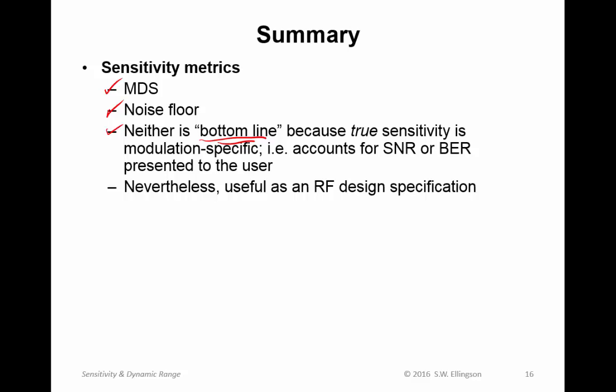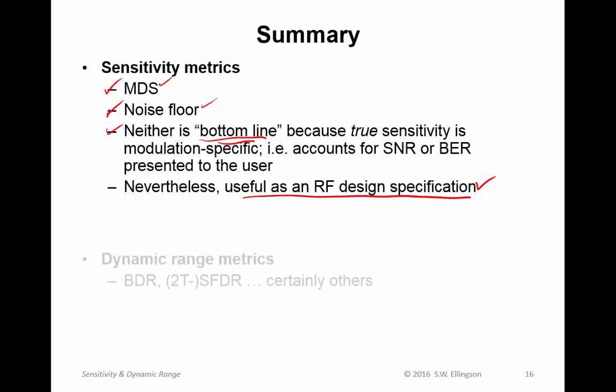This is only about the sensitivity of RF blocks, and we've done this in a way that is independent of the modulation. So the true sensitivity of a system depends on the modulation performance as well as other things. Nevertheless, this is useful as an RF design specification. So it's routine to specify that a receiver should have a certain MDS or a certain noise floor or so on. And then somebody else has presumably done the work to figure out that's going to be good enough when used with a certain kind of modulation to yield a certain bottom line sensitivity.